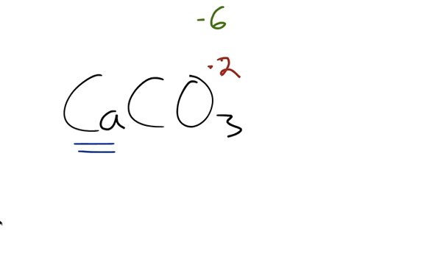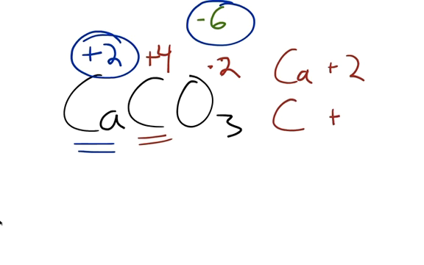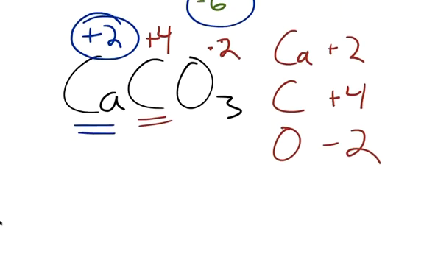Now let's go to the other side of the compound. Calcium is an alkaline earth metal. There are very rare instances where alkaline earth metals are not going to be +2. So notice we have a +2 and a -6. That means my carbon has to be +4. So my oxidation states: calcium is +2, carbon is +4, oxygen is -2. Now that one was pretty easy.